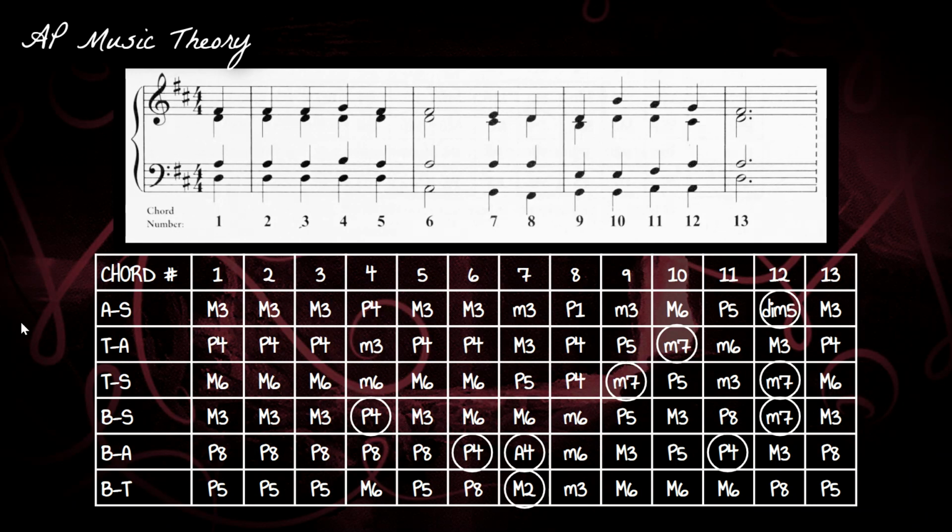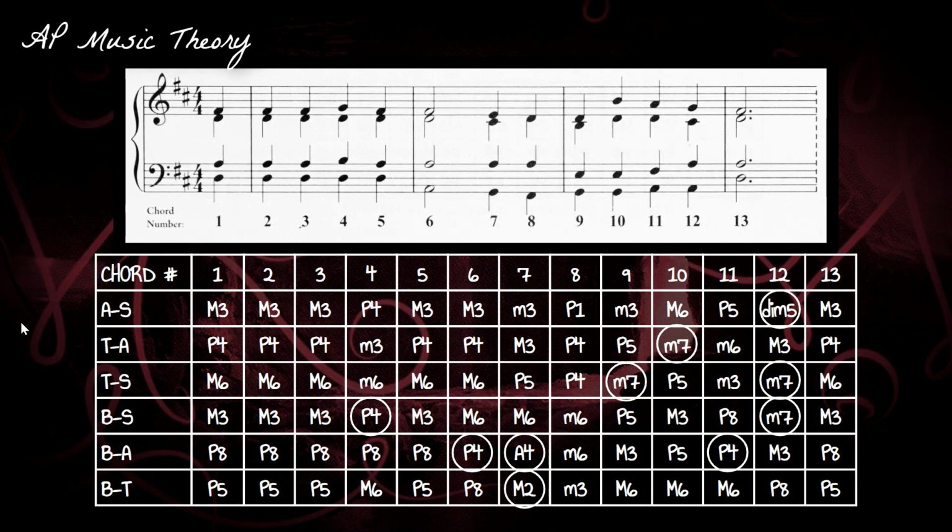Why is the perfect fourth circled in chords 4, 6, and 11, and not in other places where the perfect fourth occurs? The answer is that in common practice style, the interval of a fourth against the bass was considered dissonant. This is important to remember and is discussed in further chapters.